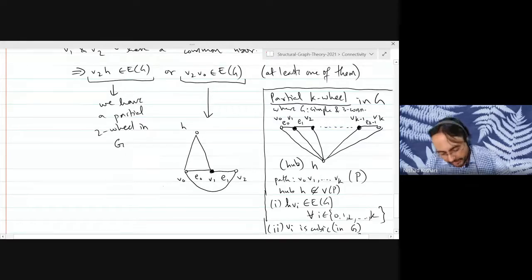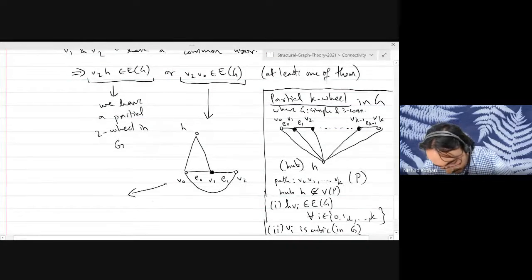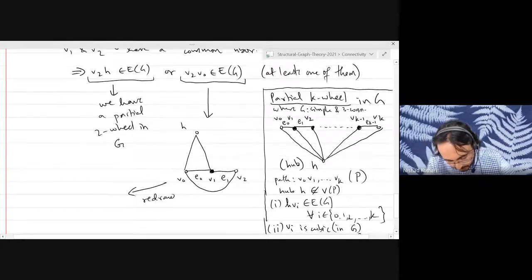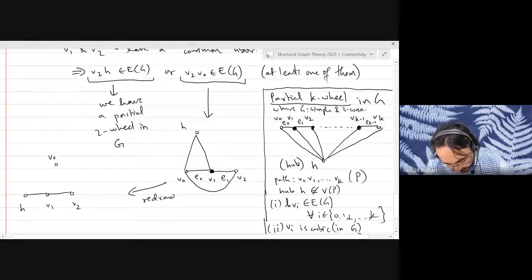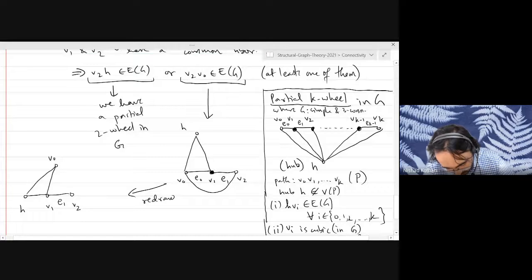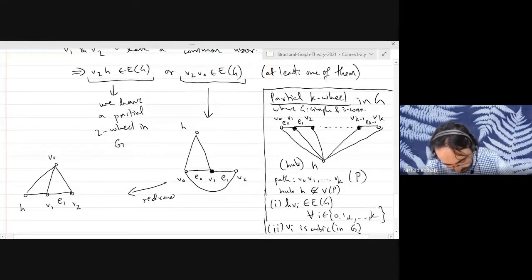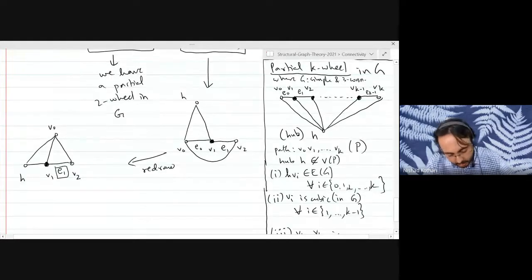You just have to redraw the graph. So let me redraw the graph for you. Put V0 here and notice that H, V1, V2, they form a path. H, V1, V2. Okay? E1 is still this edge. And V0 is adjacent to H, V1 and V2. V1 is still the internal vertex and it has degree 3. And E1 is still a contractible edge as we want it to be. So this is also a partial two wheel.